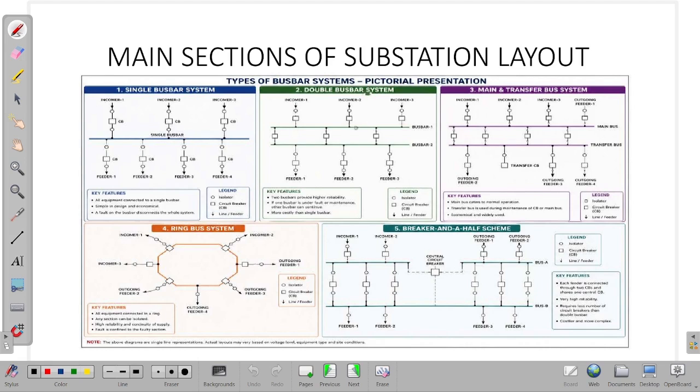So here this is the double busbar system. Here is the main and transfer busbar system. And this is the ring busbar system. And the fifth one is your breaker and a half scheme. Here the transfer circuit breaker is connected. These are feeder 1, feeder 2, feeder 3, feeder 4 like this. This is the breaker and a half scheme.